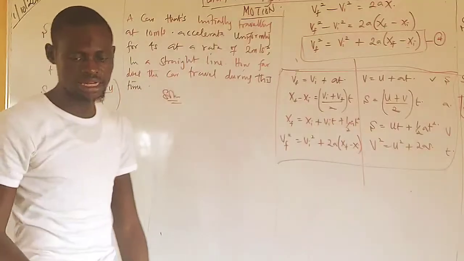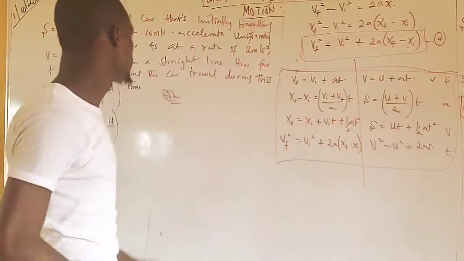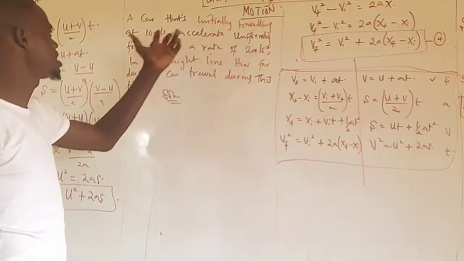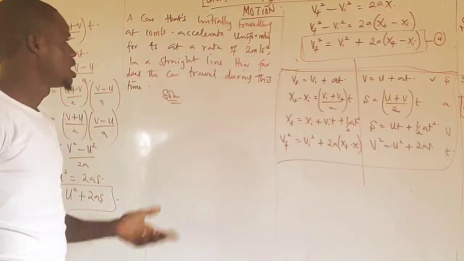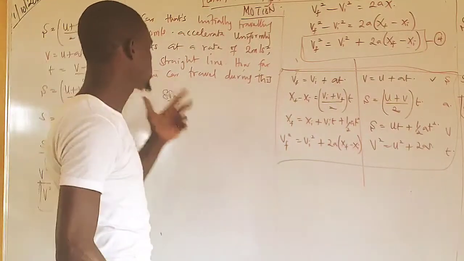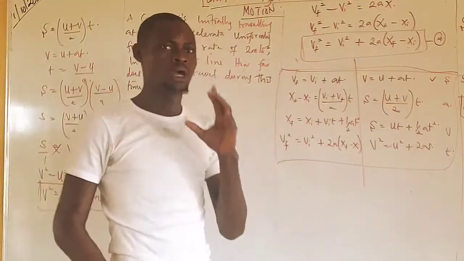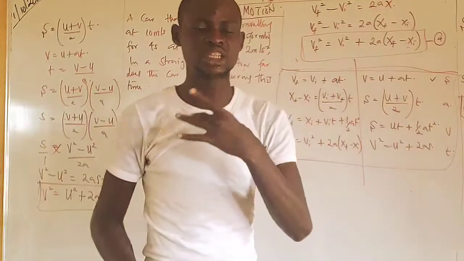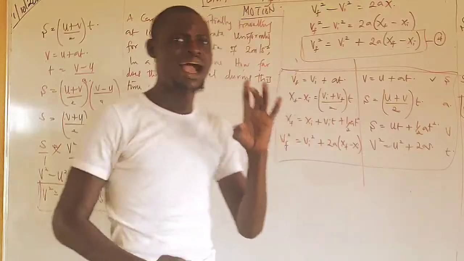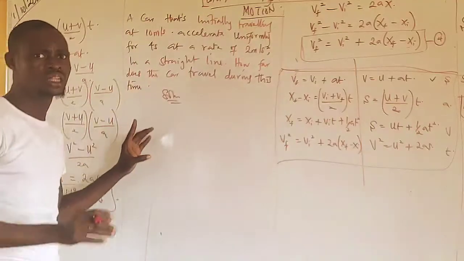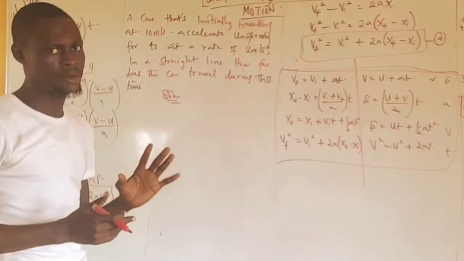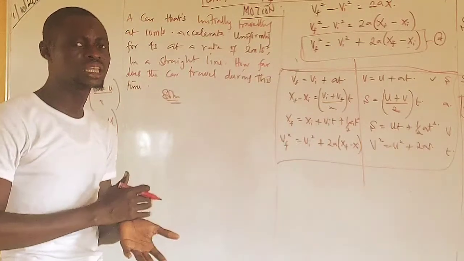Now this is a likely question that I'm given. Take a look at the question here. They said a car that is initially traveling at 10 meters per second accelerates uniformly for 4 seconds at a rate of 2 meters per second squared. Now, the first thing I do before I tackle a question in an exam is to fish out the variables that are given to me. What are the quantities that I'm given here?